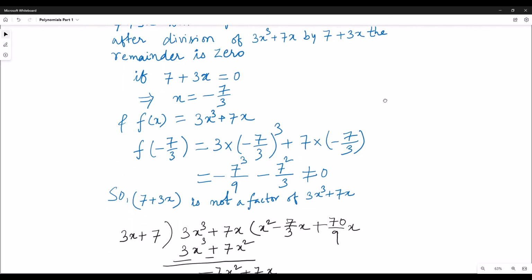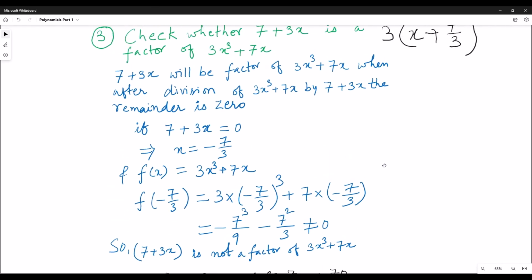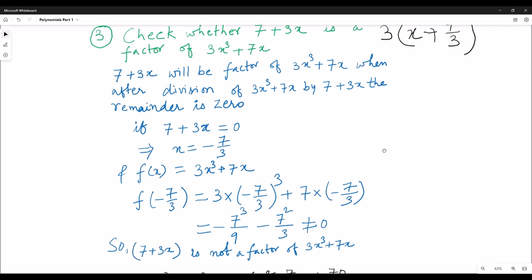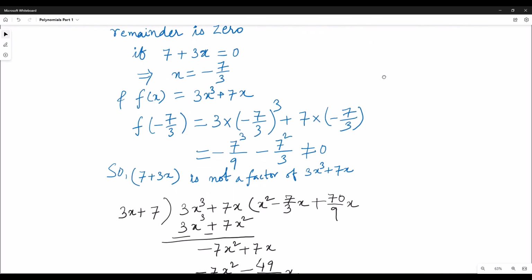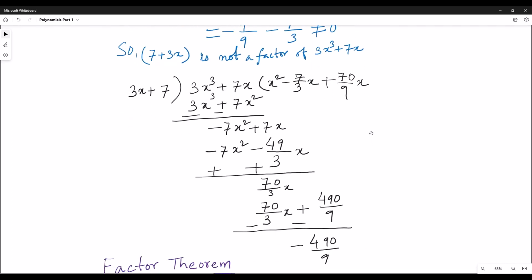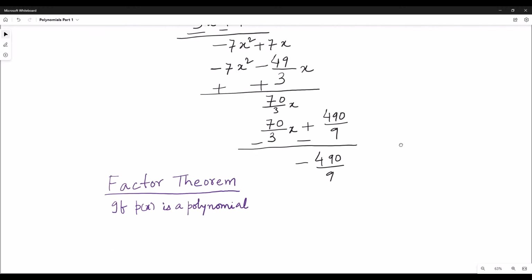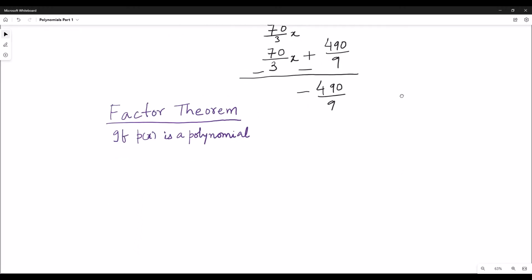But we find that this is not 0, so 7 plus 3x is not a factor of 3x cube plus 7x. For exercise, we are doing it by actually dividing it. Here also we have got the remainder is not 0. So this is not a factor. And now comes the factor theorem.